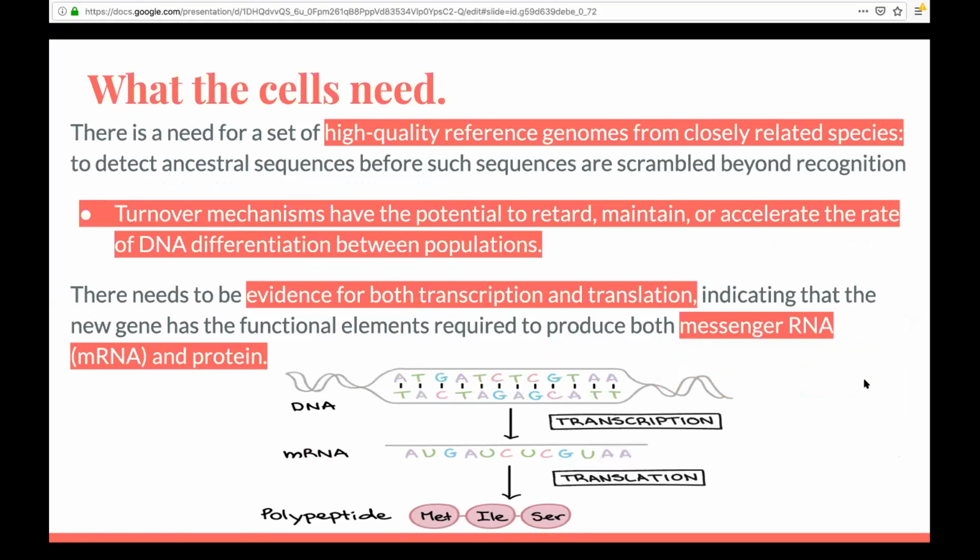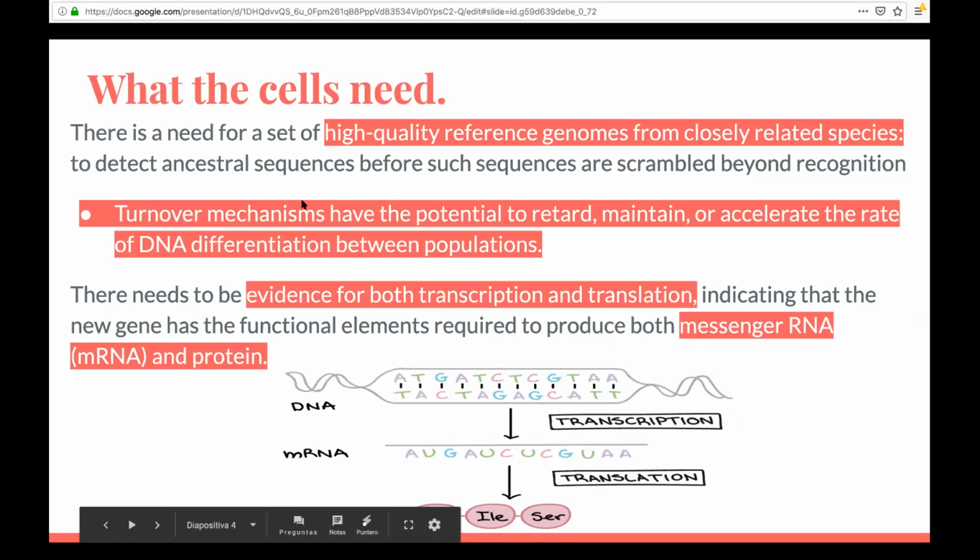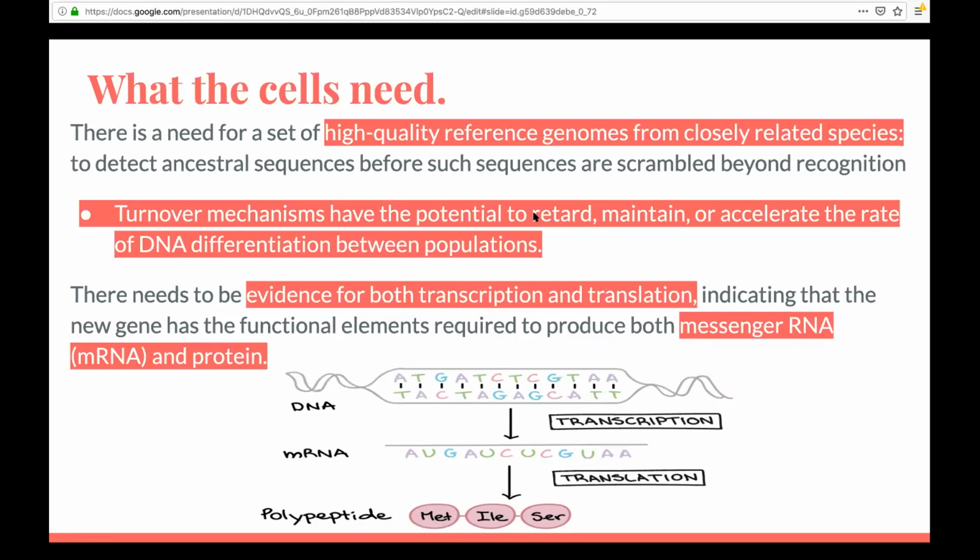And so what was really needed in vitro to do this experiment is that, as we said, they had the high quality reference genomes, which were 13 from the family of Oryza. And then they had to understand the possibilities of turnover mechanisms, which are what retards, maintains, or accelerates the rates of DNA differentiation between populations. So basically, what are the factors that could have made the populations diverge over time?